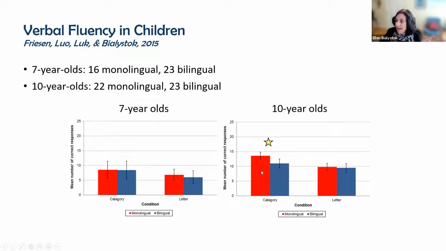10-year-olds are starting to get it. And here's where this typical pattern is beginning to emerge. So by 10 years old, we have this pattern I showed you before, where the monolinguals are now outperforming the bilinguals with no difference for phonological fluency. So you see this pattern by 10. You don't see it in younger children because the task is still too hard for everybody. I'm trying to make a distinction here between simple measures of vocabulary and more complex measures of what you can do with the vocabulary.